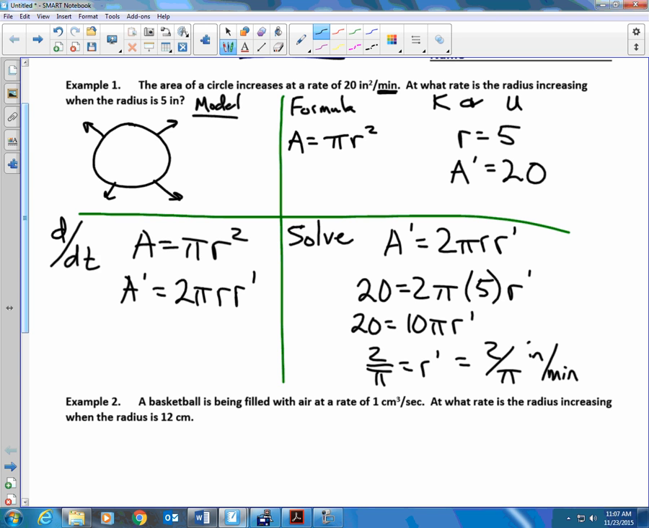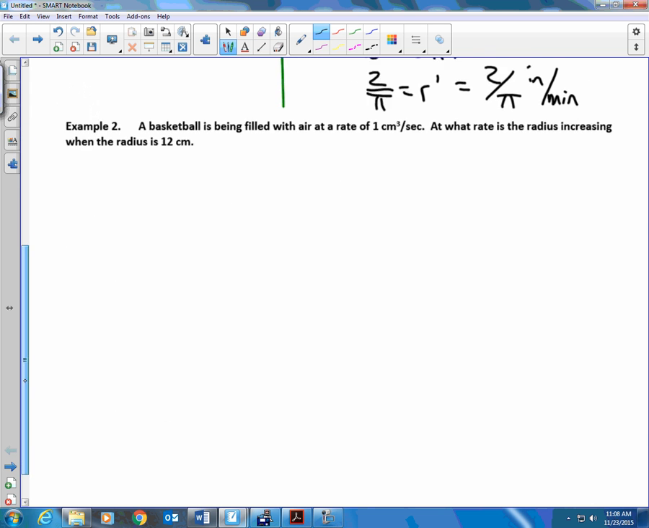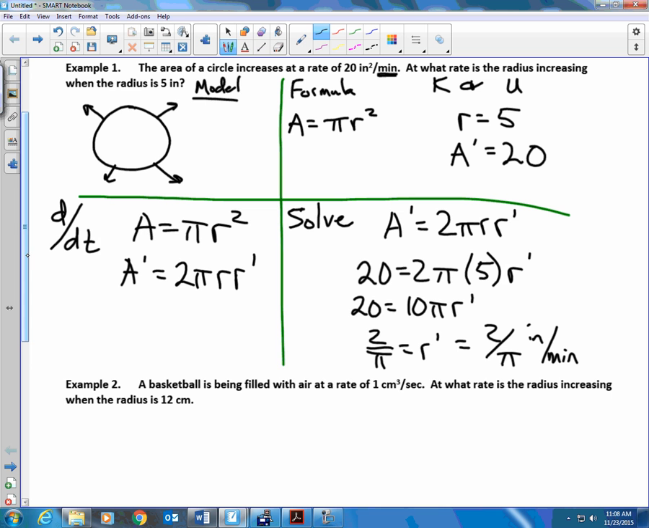Now, some people said that they thought it should be inches squared. We measure area in inches squared, right? We don't measure a radius in inches squared. It's linear, it's one dimensional. So we just have it to the first power. Okay. So you know that formula for volume or area of a circle.